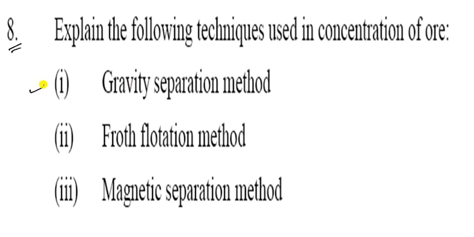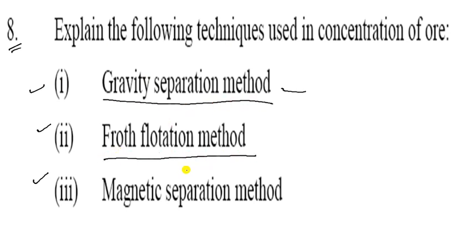So question number 8. Explain the following techniques used in concentration of ore. These are the techniques which are used in the concentration of ore. First one is the gravity separation method. And second one is the froth flotation method. And third one is the magnetic separation method. So these are the methods, and that is question number 8, and you have to write the answer like this.